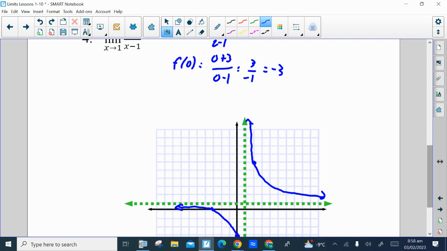In this case, the limit does not exist because the graph is approaching different values on either side of x equals 1. And that's going to happen sometimes where the limit does not exist because the graph is approaching different values on either side of 1. So in this case, we say that this limit does not exist.